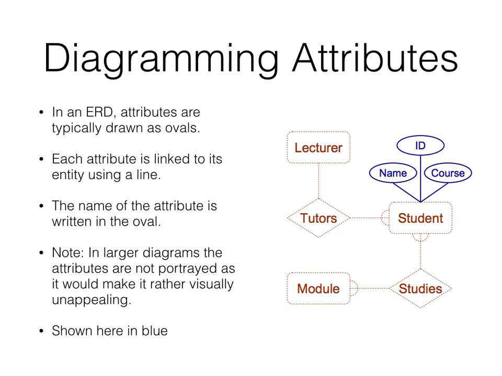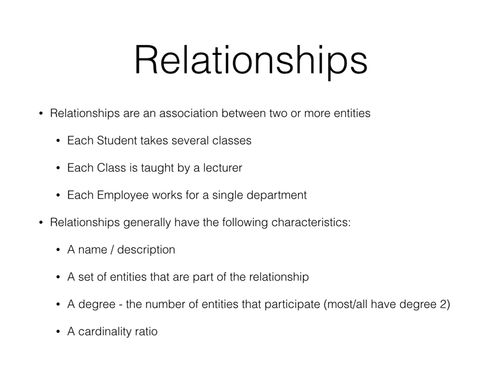So we've talked about entities and attributes. Now let's take a look at what connects them. That's where we talk about relationships, which are an association between 2 or more entities. Each student, for example, takes several classes, right? That's an example of a relationship. Each class is taught by a lecturer. Each employee works for a single department.